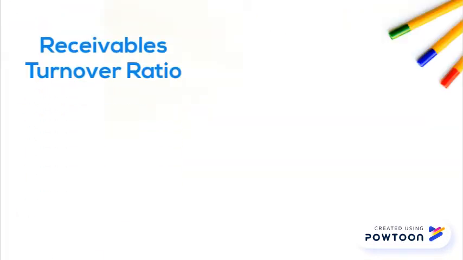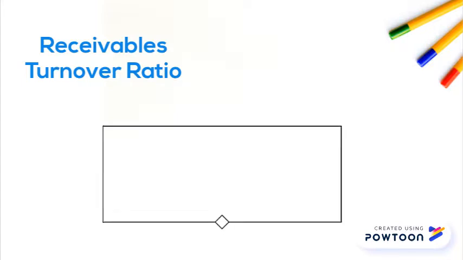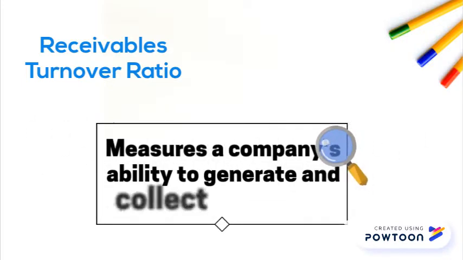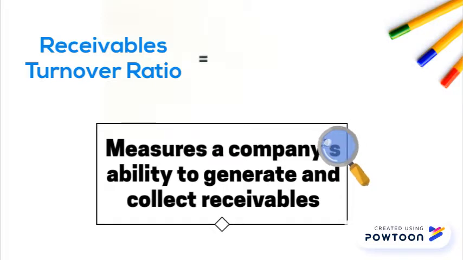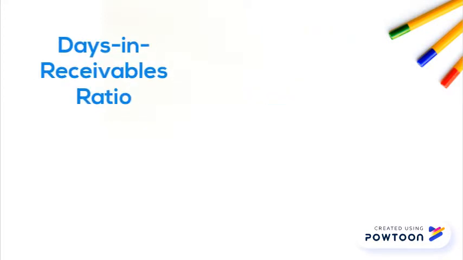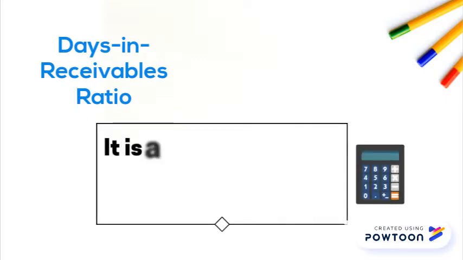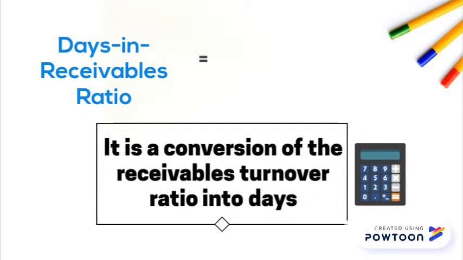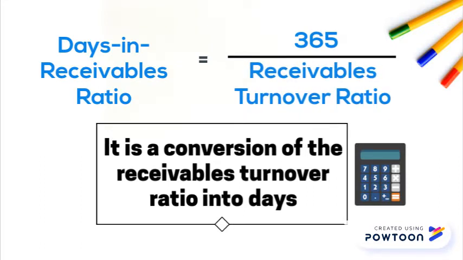The next method is the receivables turnover ratio. The receivables turnover ratio is a comparison of credit sales to receivables that measures a company's ability to generate and collect receivables. The formula for this is credit sales divided by average receivables. The days in receivables ratio is a conversion of the receivables turnover ratio into days. It is calculated by dividing 365 into the receivables turnover ratio.